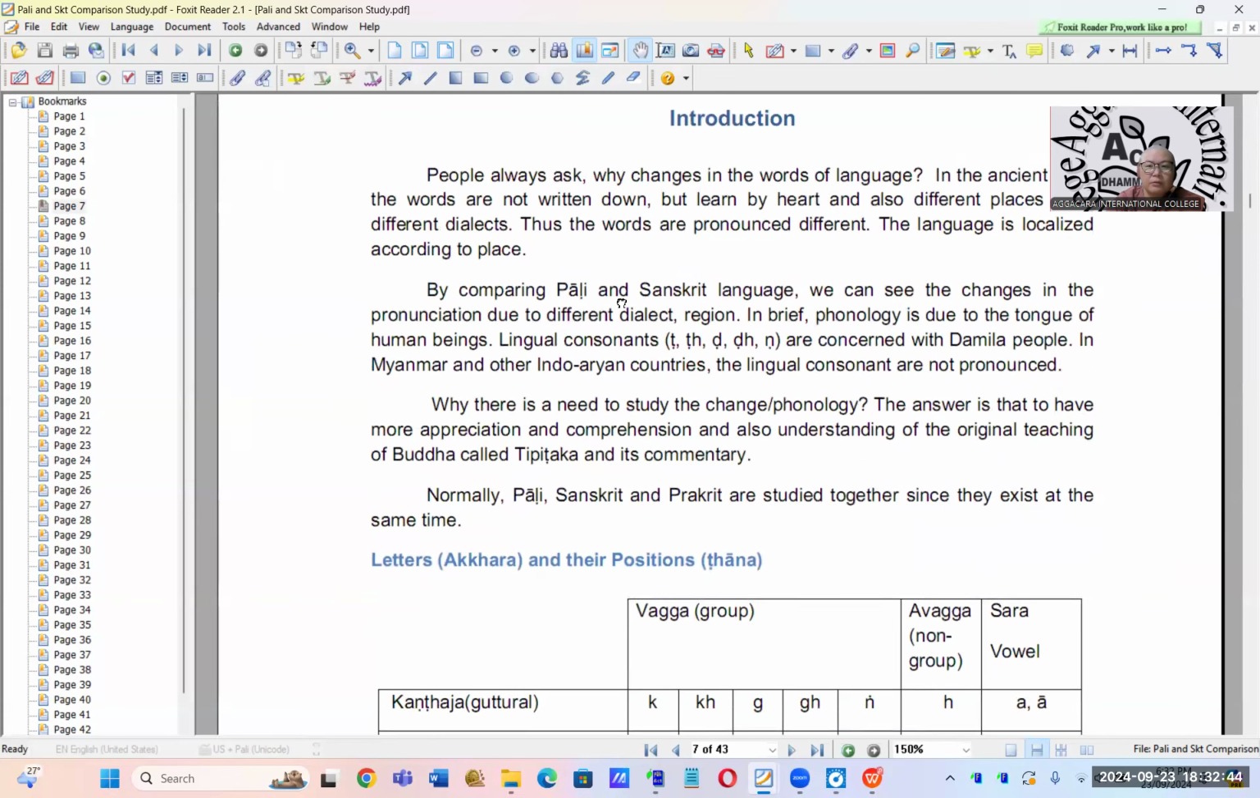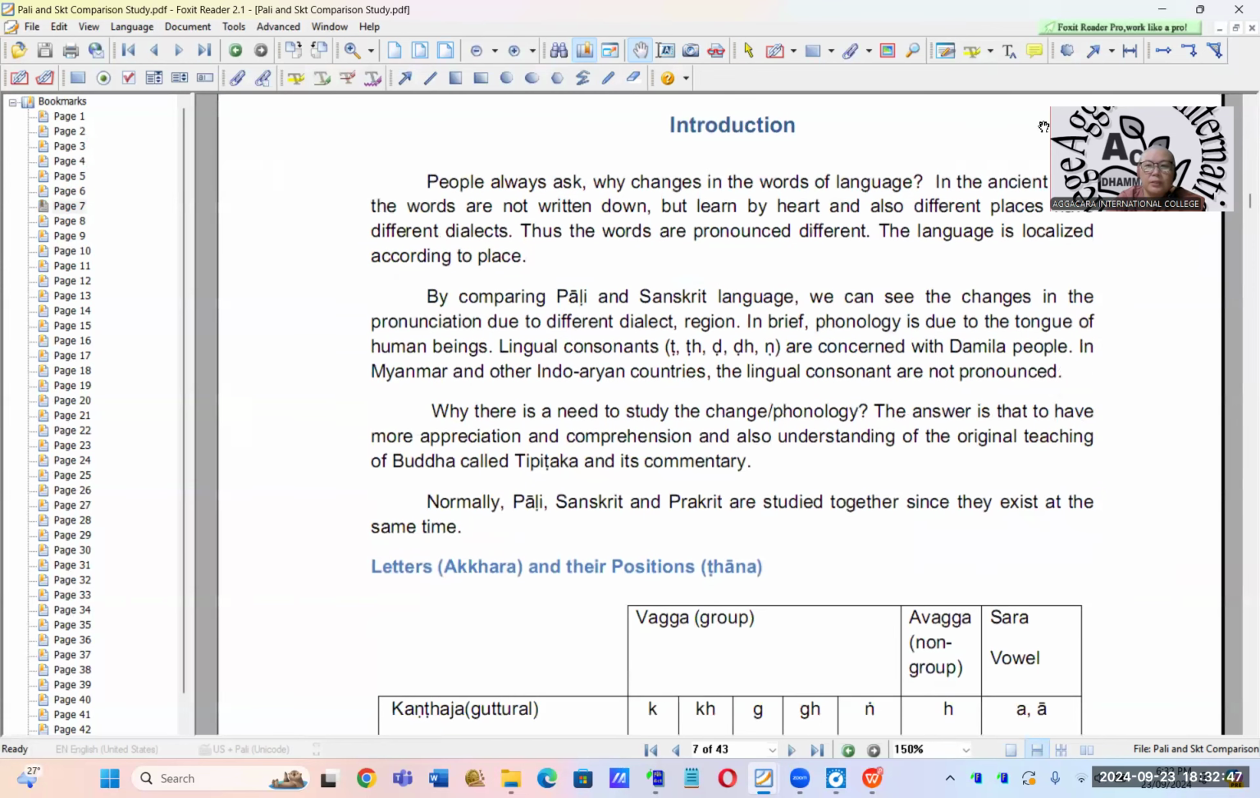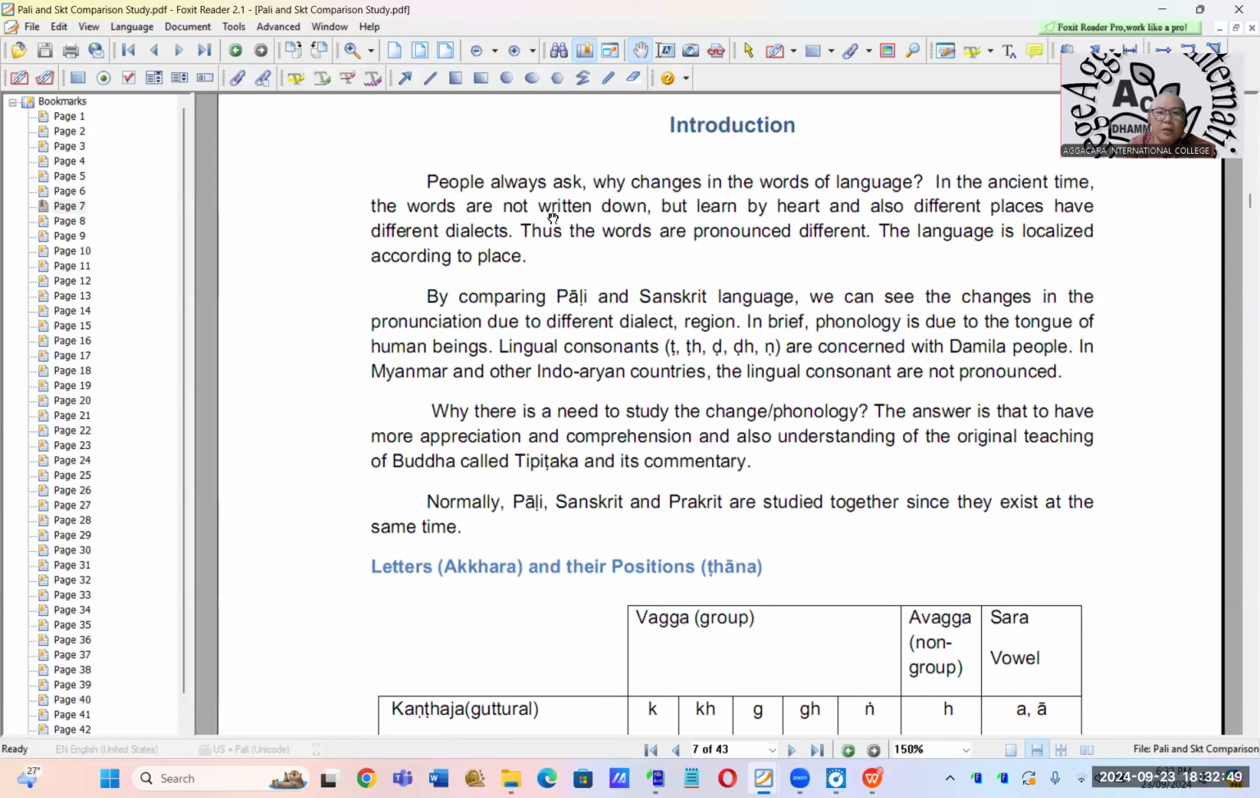Now, that's the reason mentioned here, and remember, that's the important part. Why changes? People ask, why do we need to change in Pali here and there? Because remember, in the ancient time the words were not written but learned by heart. And also at different places there are different dialects, so the words are pronounced differently. So the language actually localized according to the place and so on.